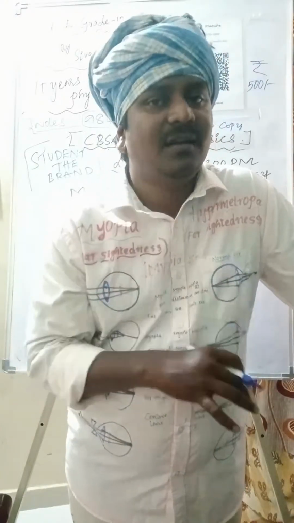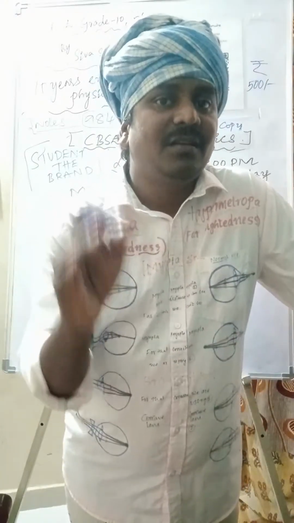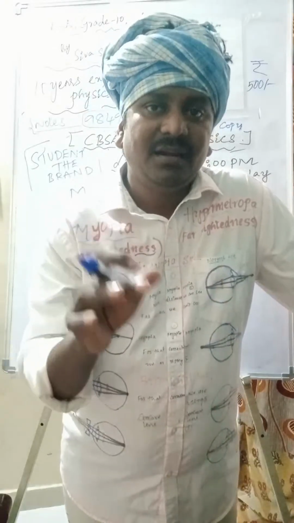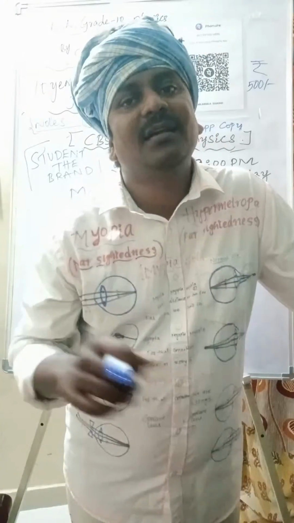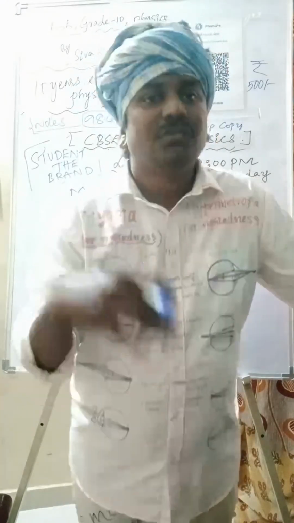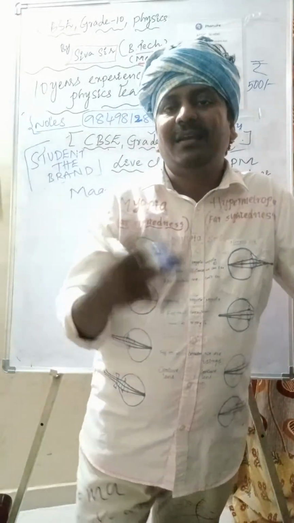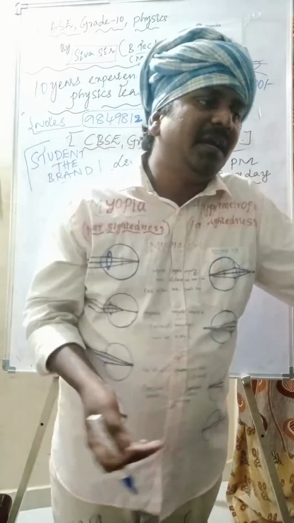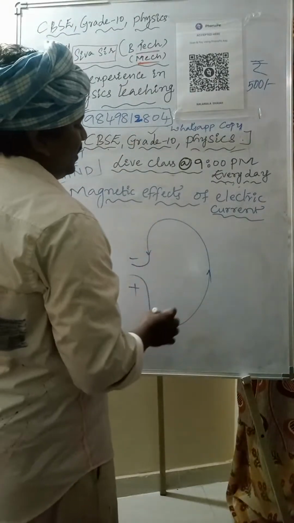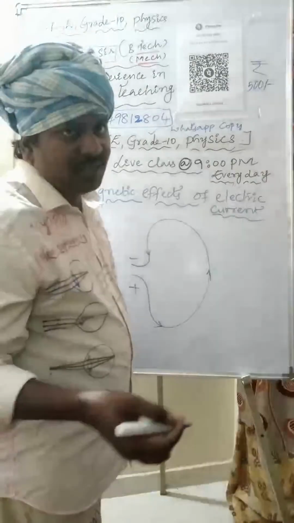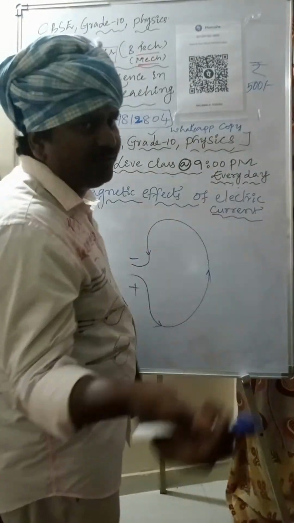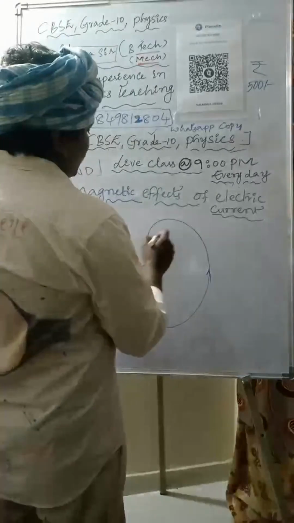What is that conductor called? Electromagnet. Current is passing in the conductor, and that conductor is called an electromagnet. So when the current is passing in the conductor, it acts as a magnet, that is called electromagnet. Here the magnetic field will be produced. So we understood one thing: if the current is passing through the conductor, a magnetic field will be produced, right?